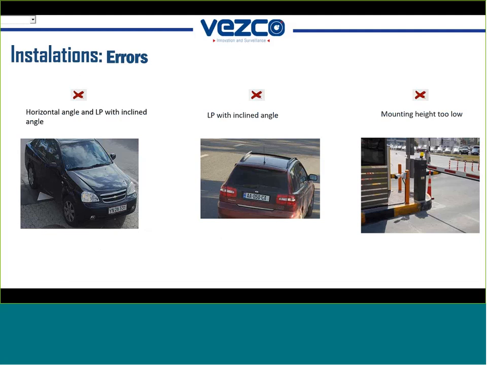Another one is license plate with just inclined angle. So I have the angle of the camera correct. My horizontal and vertical angle are correct. However, my license plate is with an inclined angle. I should go ahead and tilt that another 5 degrees.